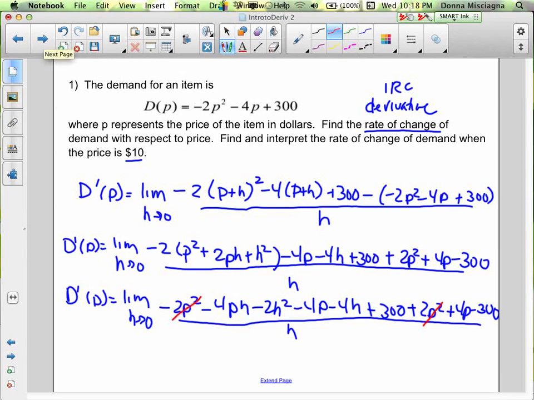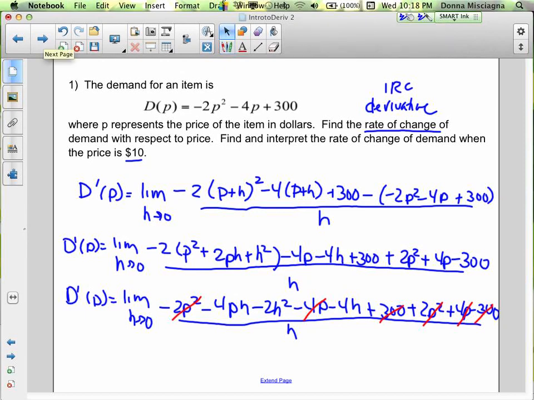And the 4p's are gone, right? Because it's negative and positive. Anybody else? 300 and negative 300 is gone. All right, so we're just left with 3 terms.